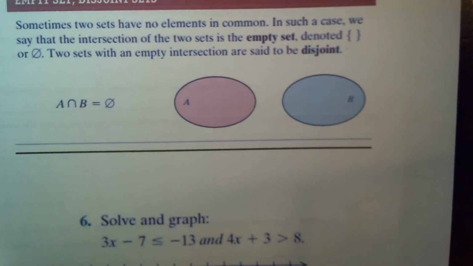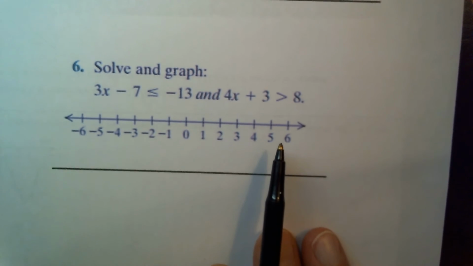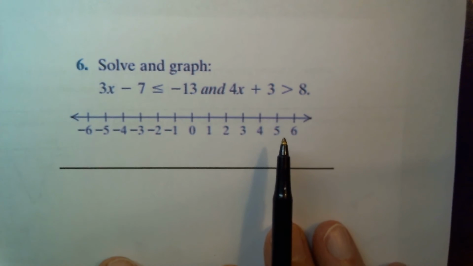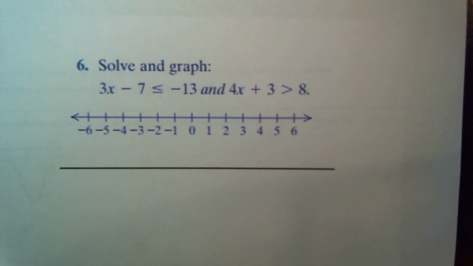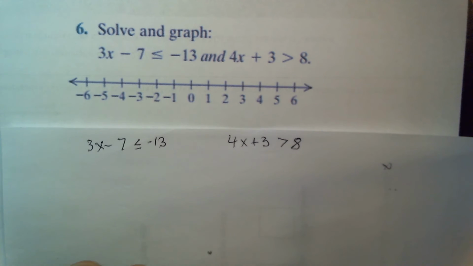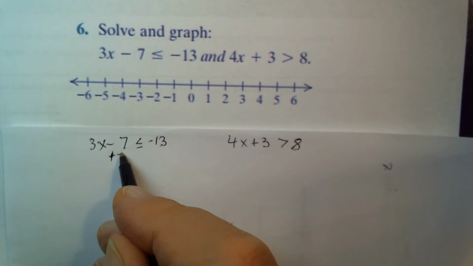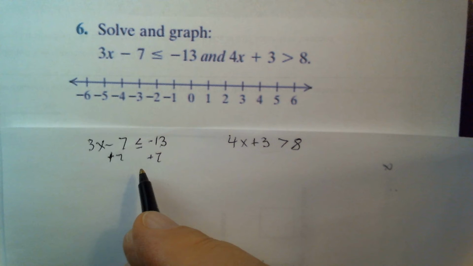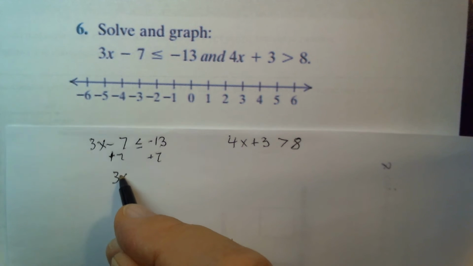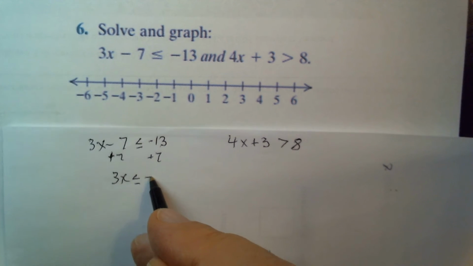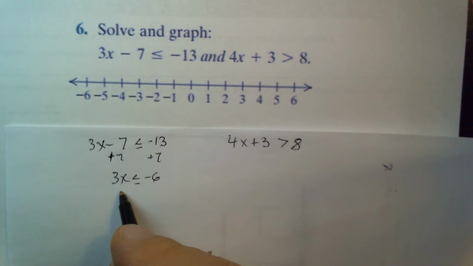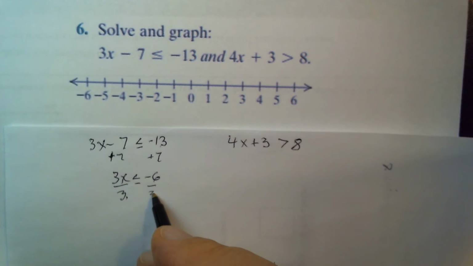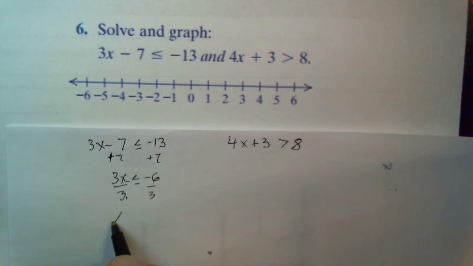Okay? So let's do an example of that. Let's look at number 6, and let's solve that one. So here we have the two inequalities. We add 7 to both sides. So that means we have 3x is less than or equal to minus 6. Or by dividing by 3 on both sides, we find that x is less than or equal to negative 2.